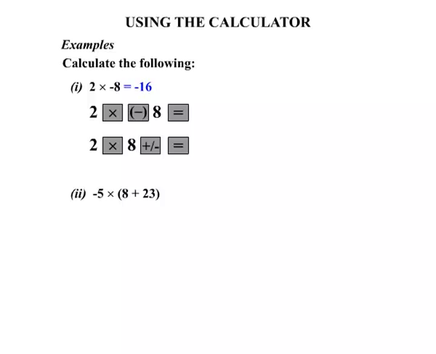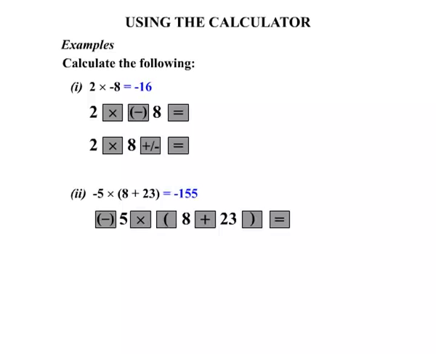Example 2, -5 times, and then in brackets, 8 plus 23. So we'll start with the -5, the negative, then the 5. Then we've got multiply. Then we have brackets. You'll need to look at your calculator for the brackets. There's a left bracket, so we type that in. Then 8 plus 23, and then a right bracket, a closing bracket. If we press equals then, if you've done it correctly, you will get -155.